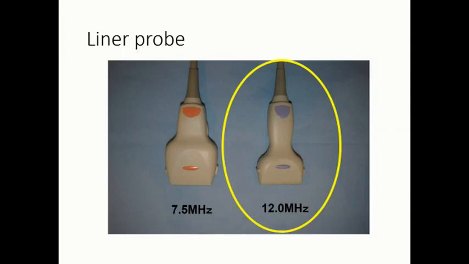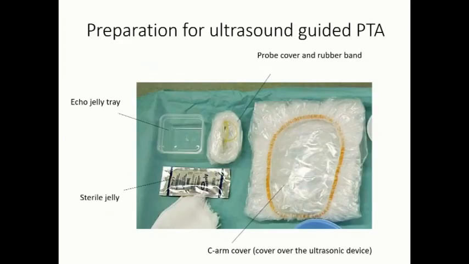With a linear probe, we use this right side of the linear probe. It is 12 megahertz. Preparation of the ultrasound-guided PTA: we use a sterile jelly in the echo jelly tray. This is a probe cover and rubber band, and this is a CM cover. This is a cover over the ultrasound device.